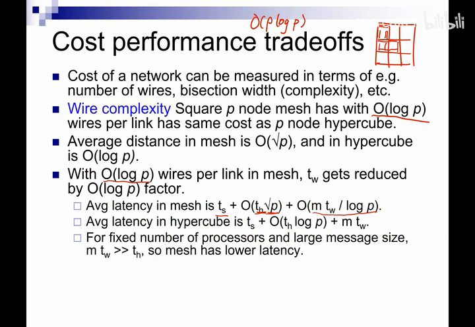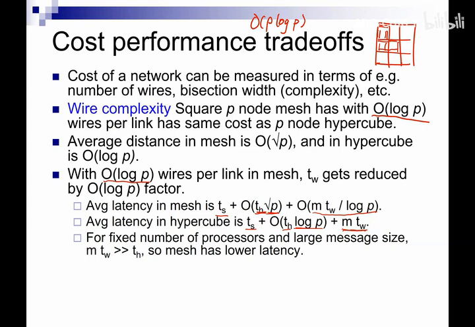Now, if you compare that to a hypercube, the amount of time to send the message is going to be the startup time plus the per hop time times the number of hops on average, plus m times tw. This is because in the hypercube, we still only have one edge between every pair of nodes. So this m times tw is how much time it takes to send m words on that single edge.